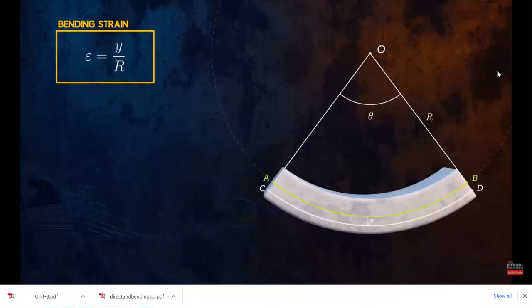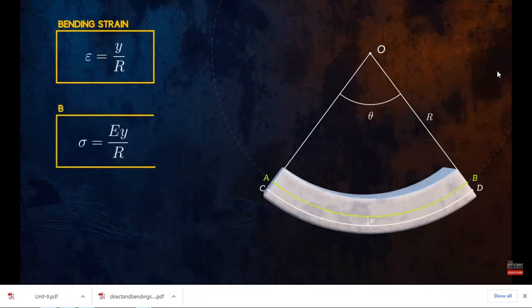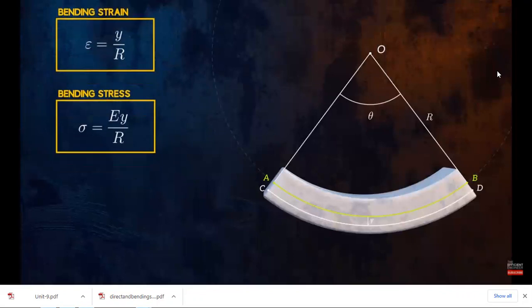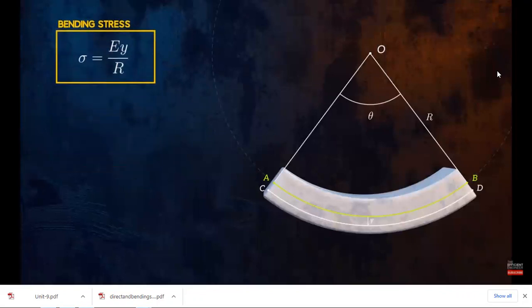If we assume that stresses remain within the elastic region of the stress-strain curve, we can then apply Hooke's law for uniaxial stress to calculate the bending stresses. This gives us the equation for bending stress as a function of the radius of curvature, r, of the deformation. But what we're really interested in is how the bending moment, M, affects the bending stress.